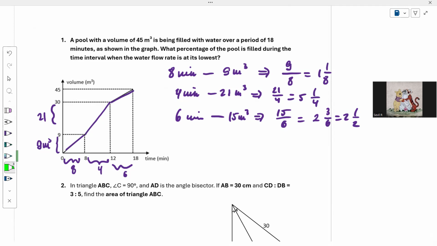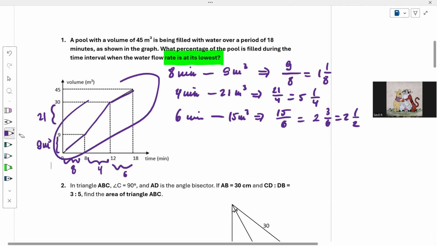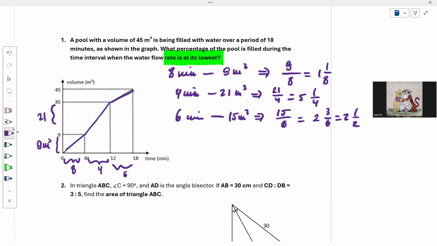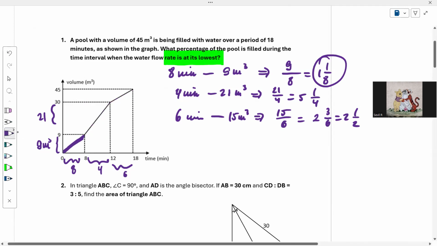Now the second part: what percentage of the pool is filled during the time interval when the water flow rate is at its lowest? So guys, the lowest rate, as you see, do not look at the picture, it might be tricky. Based on our calculation, it is 1 whole 1 out of 8. This is the part we want to look at.